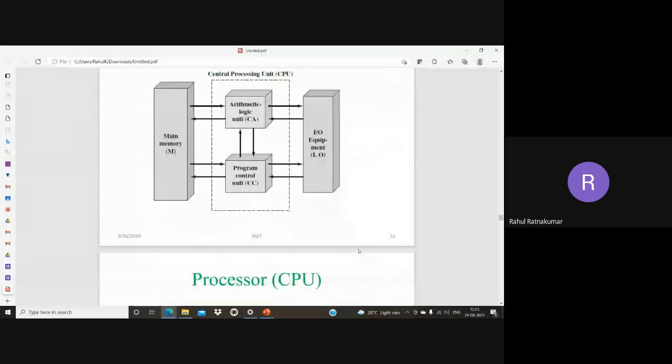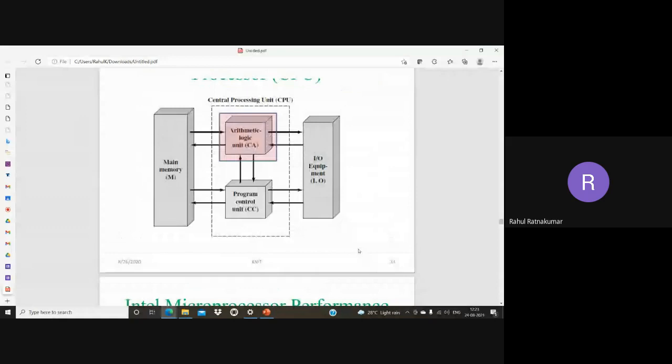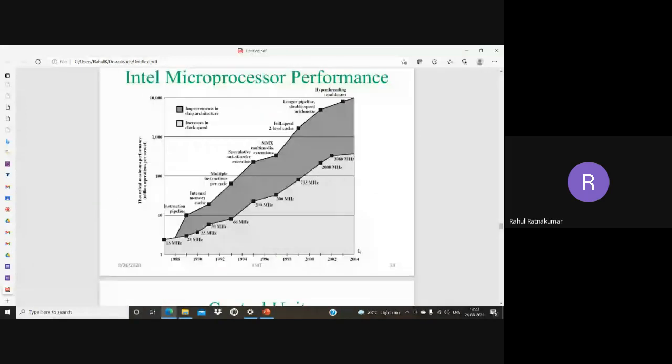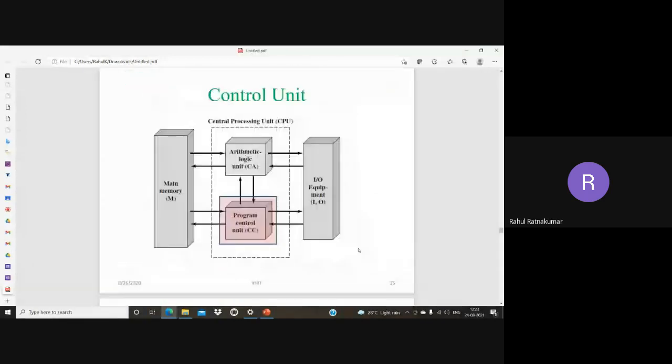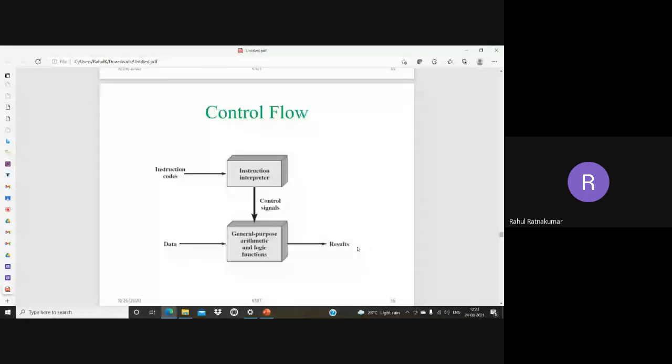So these are the different things we'll discuss in the course. The processor we'll discuss, and again the control unit: how the control is designed, what the control unit is, what its duties are, and how we design all the types of control units. This is a basic control flow. We have a lot of instructions which we can write in assembly language, or we can write in a high-level language like Python, C, CPP, Java, or MATLAB. It is converted into instruction codes by compilers and interpreters.